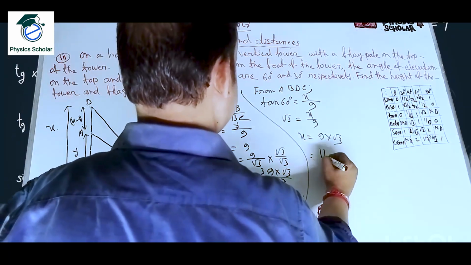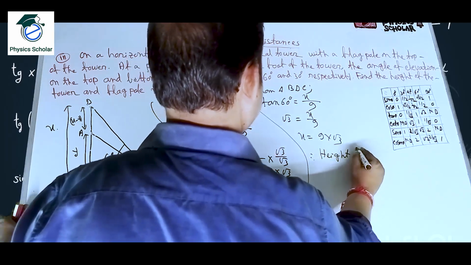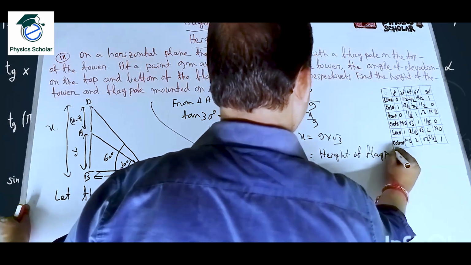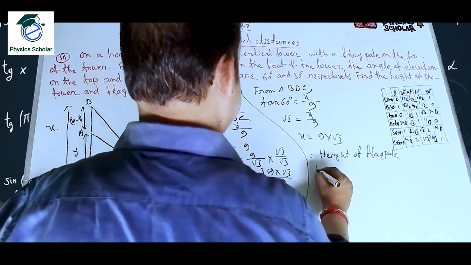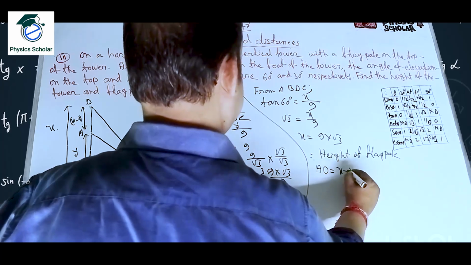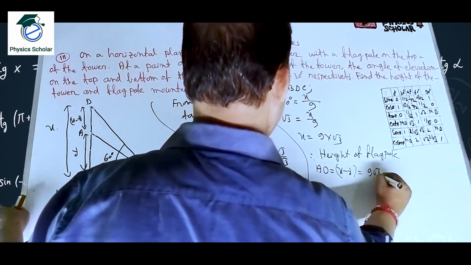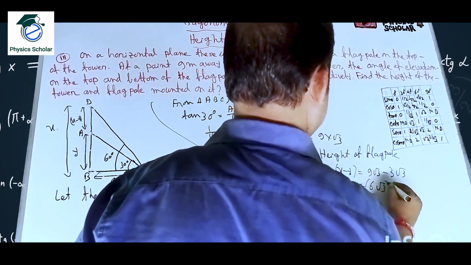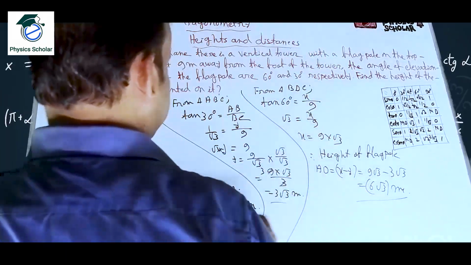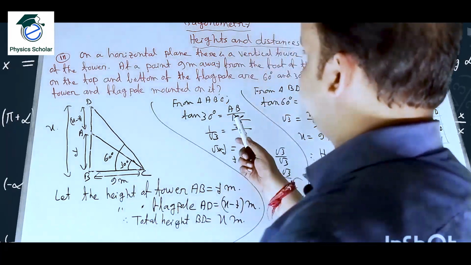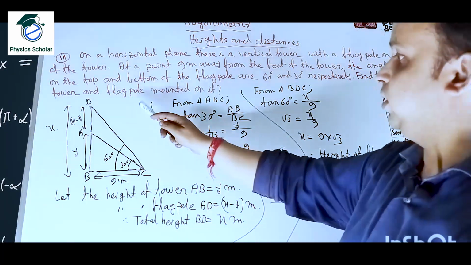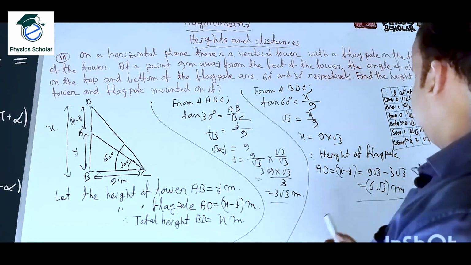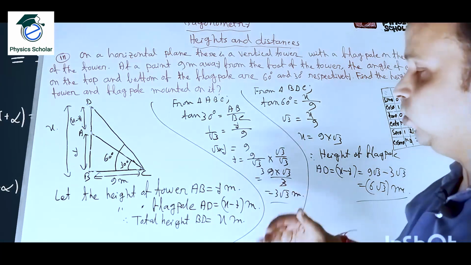So height of flagpole, AD, is equal to x minus y, is equal to 9 root 3 minus 3 root 3, is equal to 6 root 3 meter, clear. So that is the answer, okay. So what we have to find out? The height of the tower, that is 3 root 3 meter, and height of the flagpole will be 6 root 3 meter, and total height will be 9 root 3 meter.